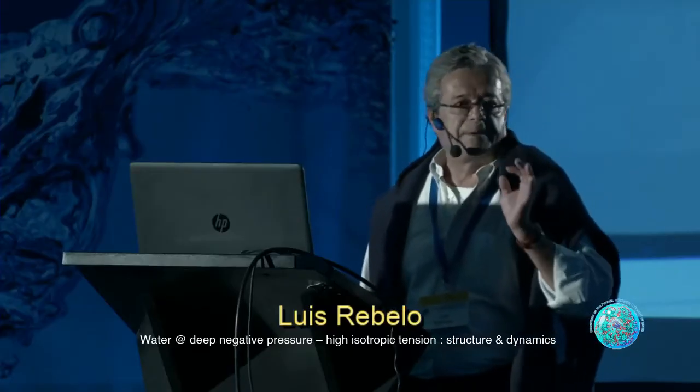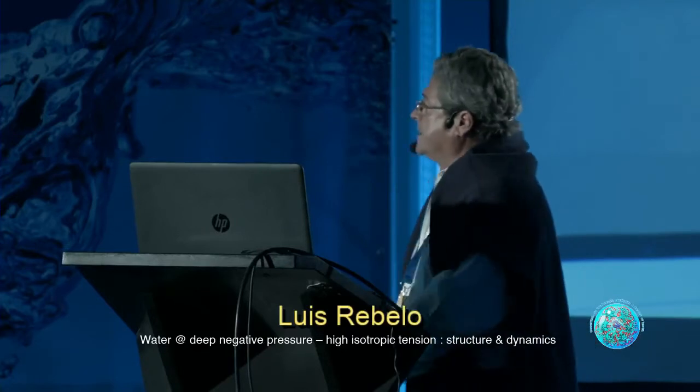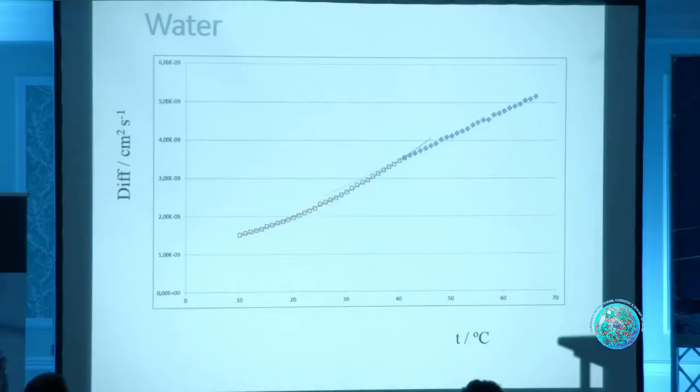But there is something interesting in this diagram. You see that there are two completely different regimes, because here you have a curvature between 10 Celsius and 40, 41, 42, and then a linear trend above that point.